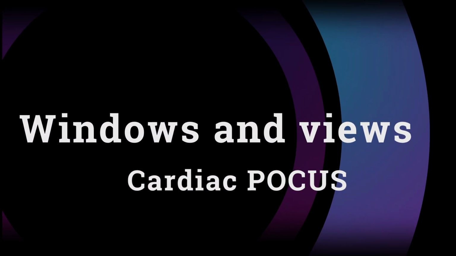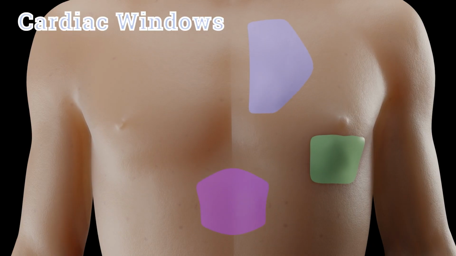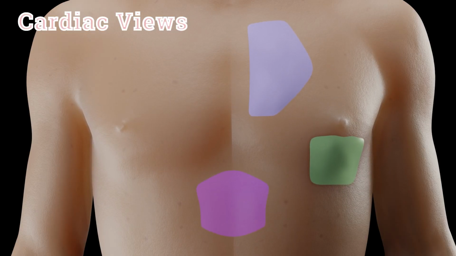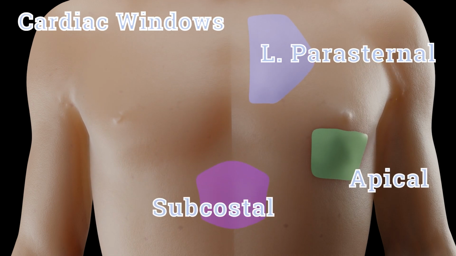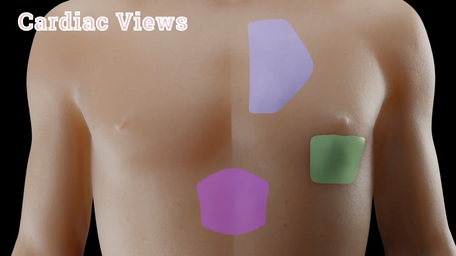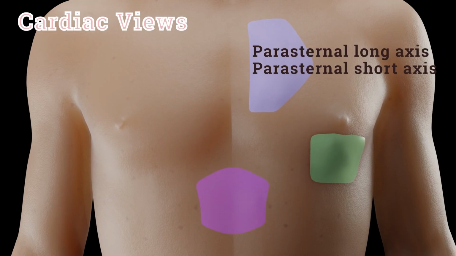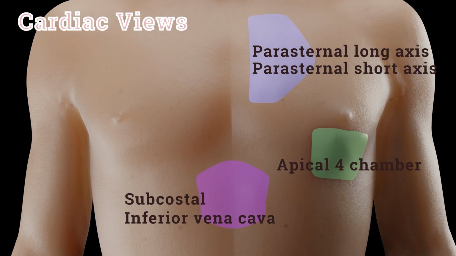Windows and views. Sound waves need to penetrate the skin all the way to the heart in order to get echoes back into the probe. This means our main focus when examining the heart is to go in the soft tissue between the ribs. The cardiac windows are the spaces between the ribs where the probe is placed, and the cardiac views are the images obtained from these positions. The main cardiac windows include the left parasternal, apical, and subcostal, as shown on this model. The ideal standard set of views for the POCUS exam includes the parasternal long axis, the parasternal short axis, the apical four chamber, subcostal, and inferior vena cava view.